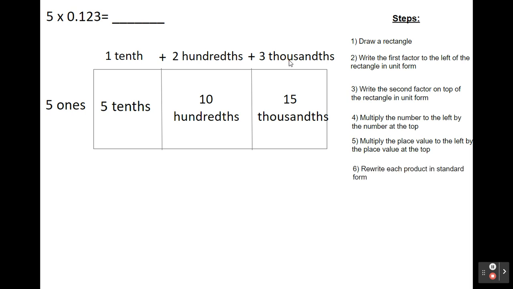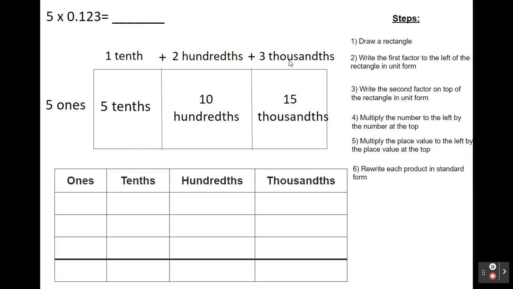Now we're going to rewrite each product in standard form so we can add the products together later. Let's use our place value chart to help us. We'll place 5 in the tenths place in our first row. In the second row, we're going to place 10 hundredths. Since the 0 is the last digit in 10, that number is going to go in the hundredths place. The 1 is regrouped to the tenths place. Now let's place 15 thousandths in our place value chart. The 5 is the last digit, so that's going to go in the thousandths place. The 1 is regrouped to the hundredths place. And since there's nothing in the tenths place, we can put a 0.